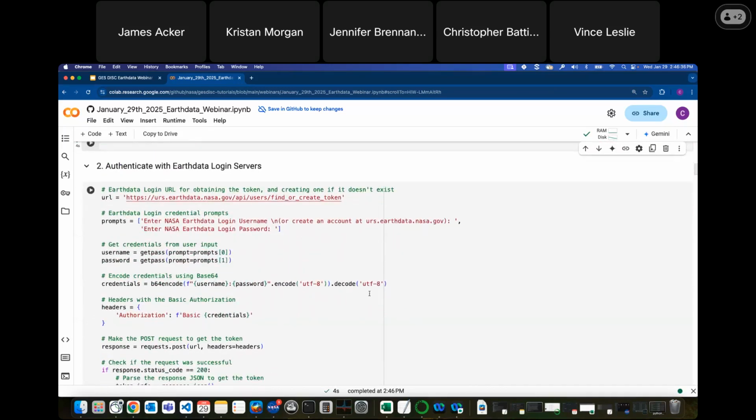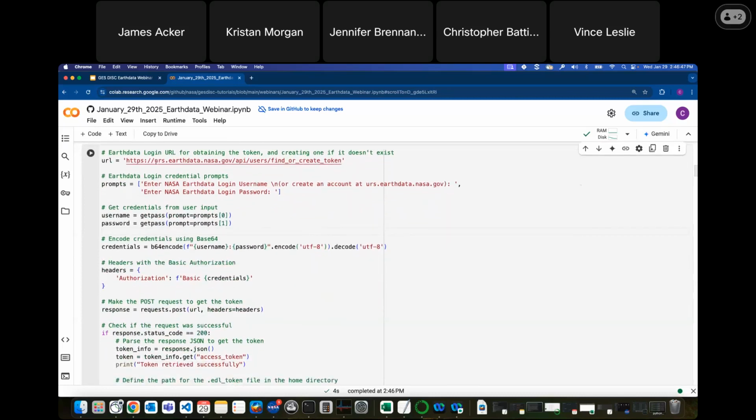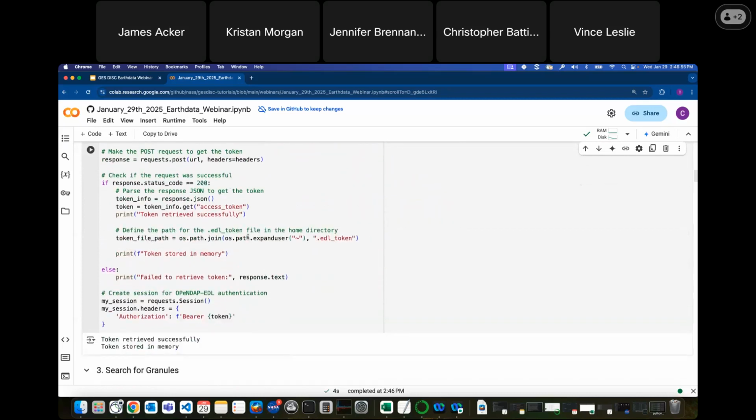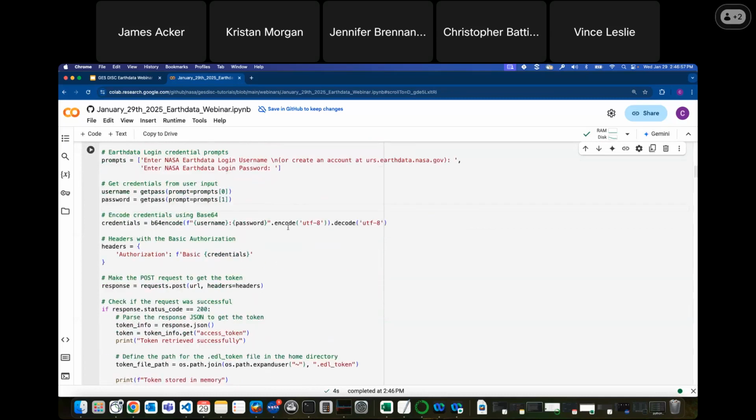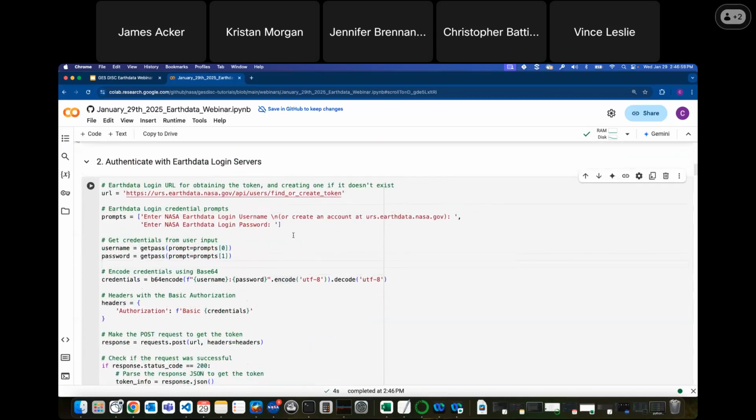So the first thing we need to do is create this token to be able to access the data from our Earthdata login servers. And so we use this code block here, which will create a token that will be stored in your Earthdata login account, even if it doesn't exist. So you all need to know your username and password for this, and then we're actually going to do this again later in the notebook.